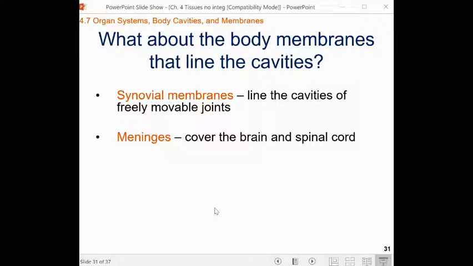So what you'll find here is that in this section, it's very much just an overview of what's to come. We have the organ systems of the body, we have the different body cavities, and then we have the membranes that cover and line those different cavities. In the next section, we'll talk about homeostasis.